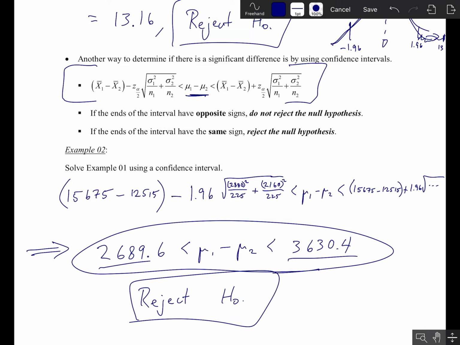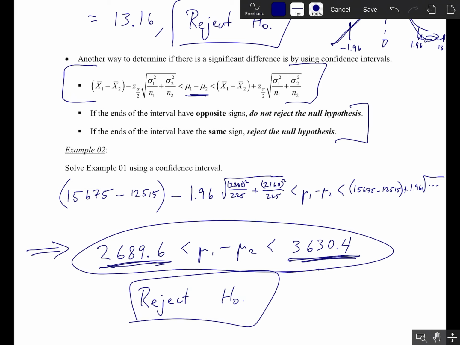For 0 to be between those two numbers, they would have to have opposite signs. So the left one would have to be negative, and this one would have to be positive. Then 0 would be between those two numbers, because 0 is between any negative and positive number. But if those numbers have the same sign, so if they're both positive or both negative, then 0 is not between those two numbers. And that's what gives us this little shortcut for deciding whether to reject or accept the null hypothesis.